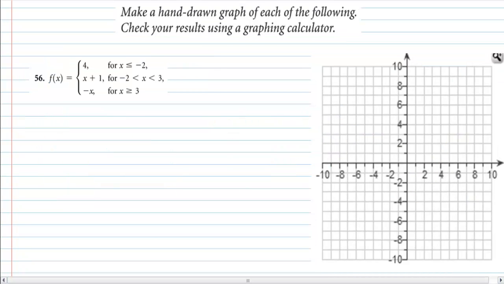Let's take a look at the next function. It has three parts to it. 4 for when x is less than or equal to negative 2. x plus 1 for when negative 2 is less than x is less than 3. And negative x for when x is greater than or equal to 3. The restriction that the function has really tells you what your domain is. For the first function, your domain is going to be from negative infinity up to negative 2. Your second one of x plus 1 is going to be from negative 2 to positive 3. And for negative x, it's going to be from 3 to infinity.